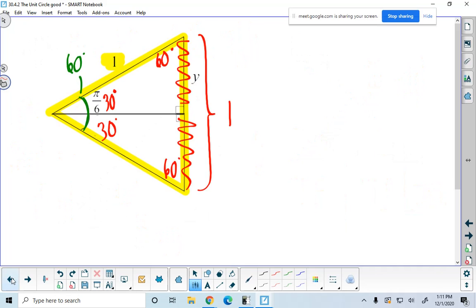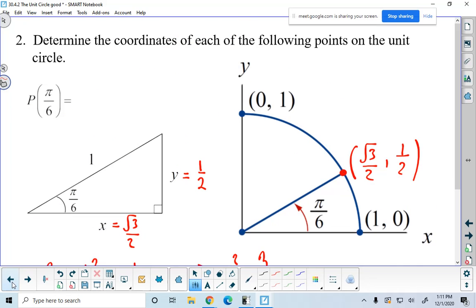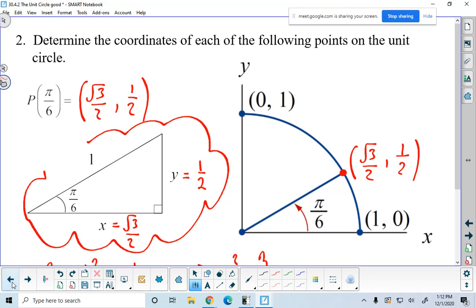By the way, over here, I guess I should have written p of pi over 6 is root 3 over 2, comma, 1 over 2. Take a look at this diagram right here. Notice that when you have a 30-degree angle on the unit circle, the opposite side is 1/2.